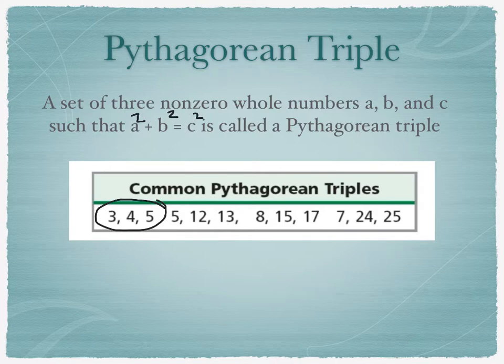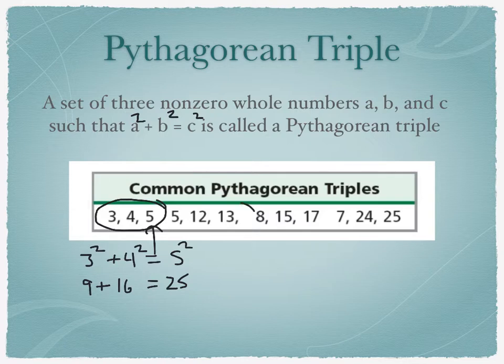What do you think is the hypotenuse in a triangle that's 3, 4, 5? 5. The hypotenuse is always going to be the longest side. So in this one we get, what's 3 squared? 9. Plus, what's 4 squared? 16. So what's 9 plus 16? 25. So we're going to get 9 plus 16 is equal to 5 squared.